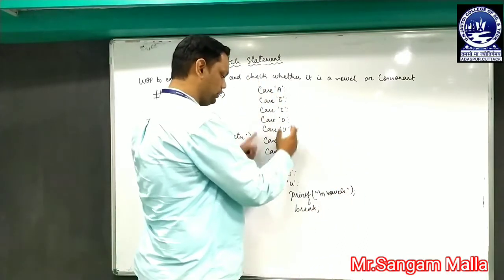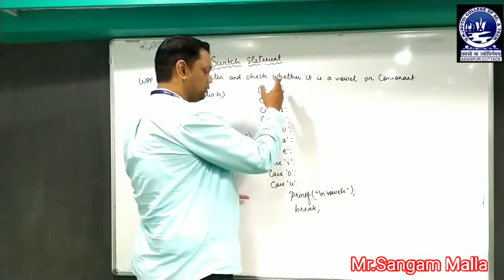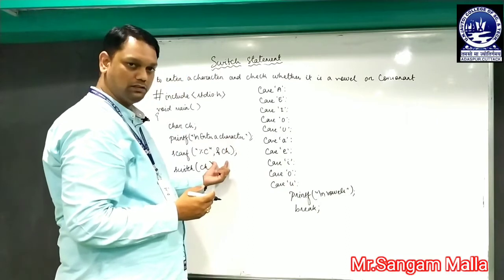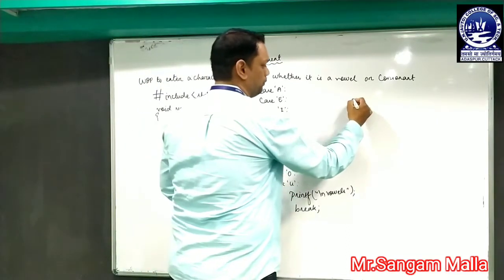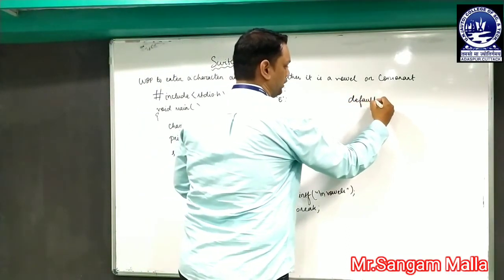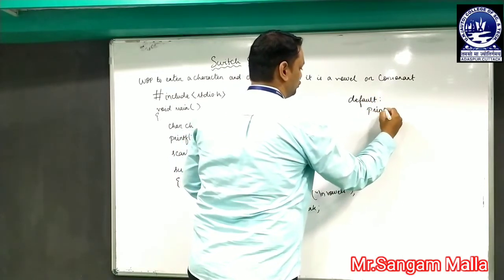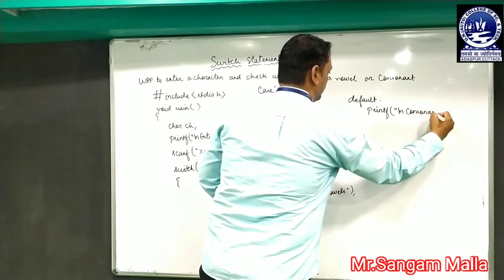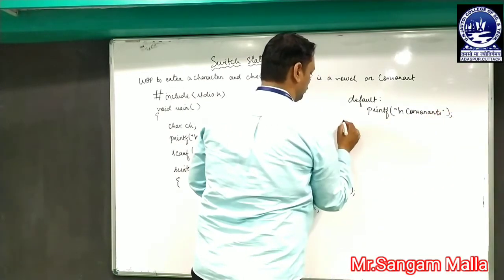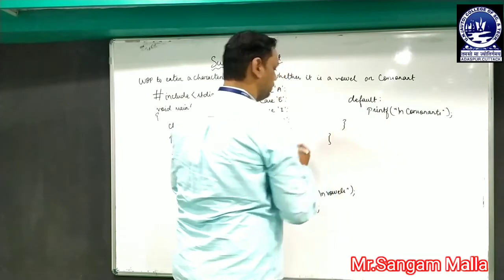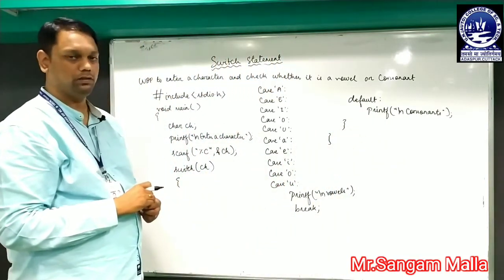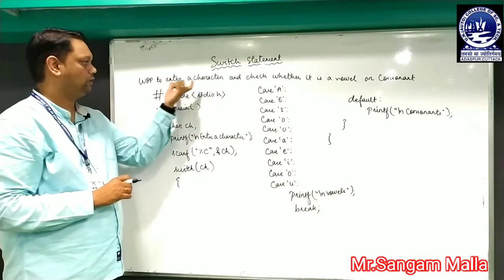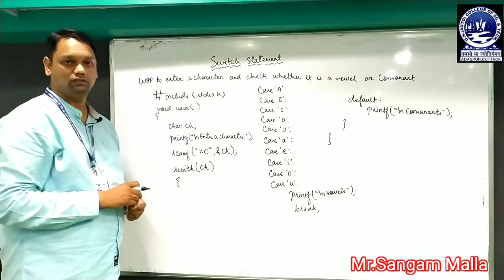Similarly, if all these conditions return false, that means if none of the case values match the ch value, it will come to default. So in default we can simply write consonant. That means if there are no vowels, then all are consonants. So in this way the switch will get over here and the void main will end here. So we have to enter a character as per the question and check whether it is a vowel or consonant.